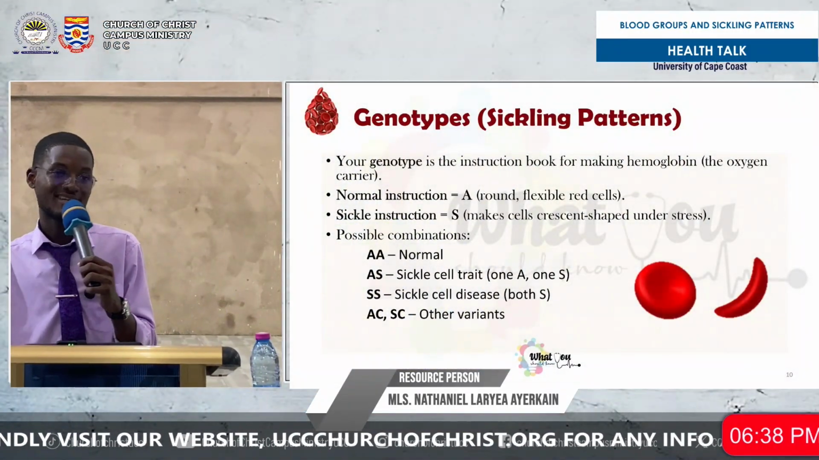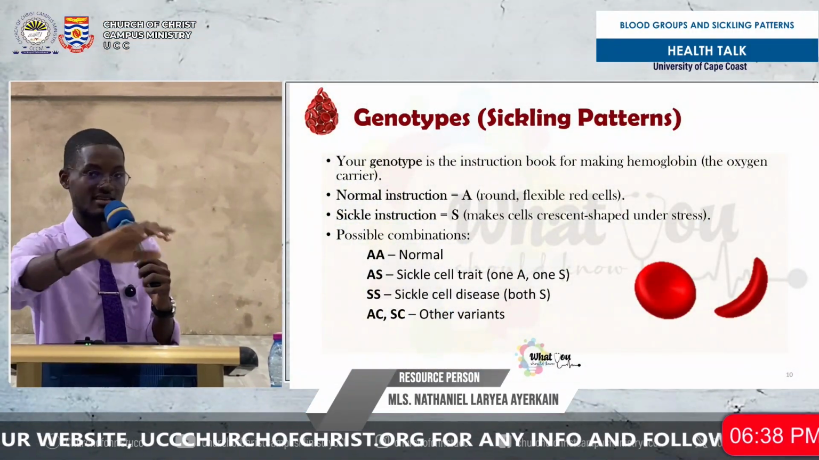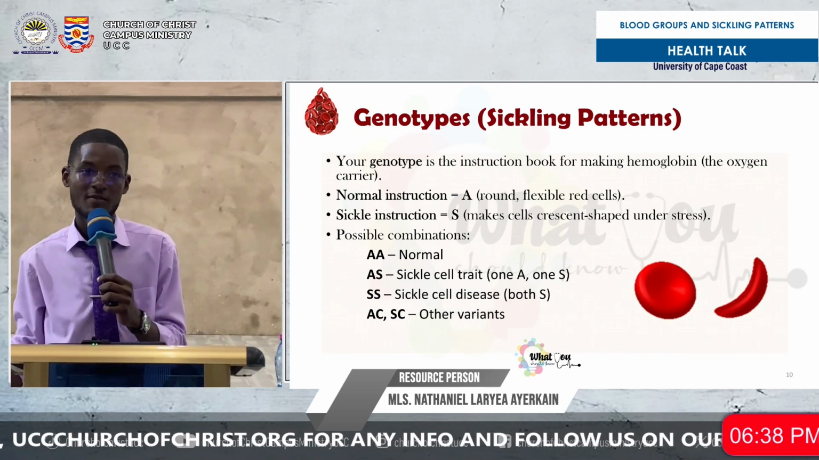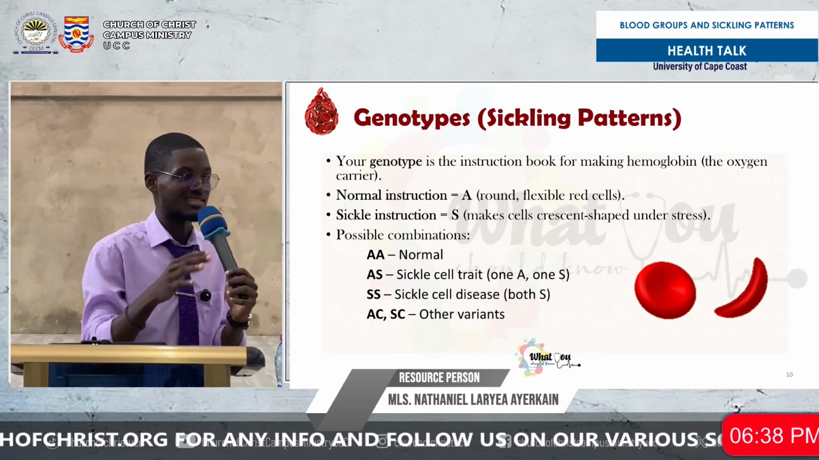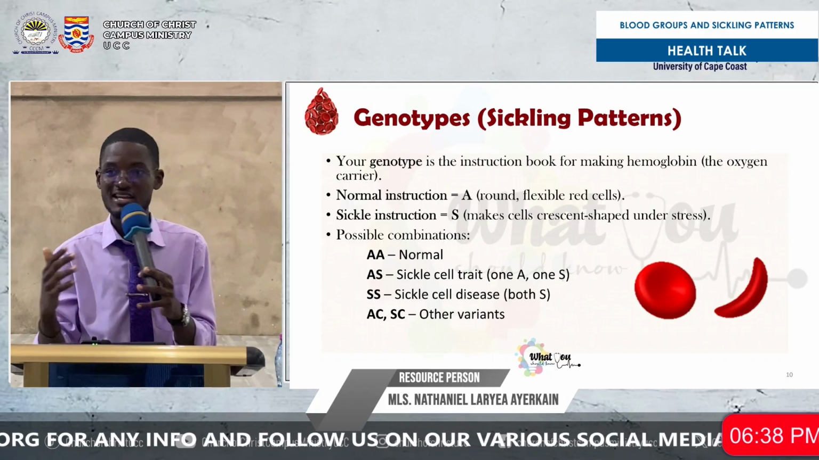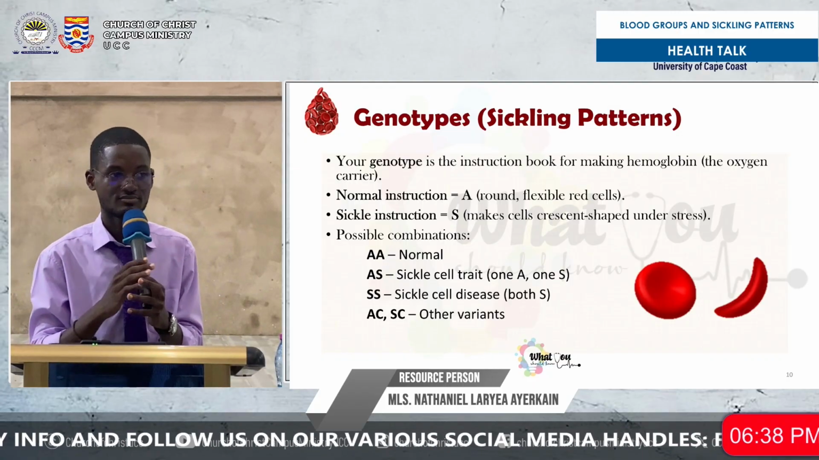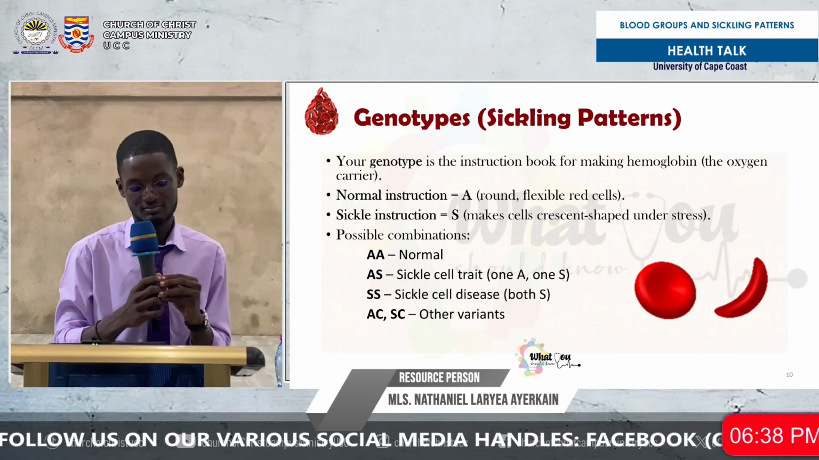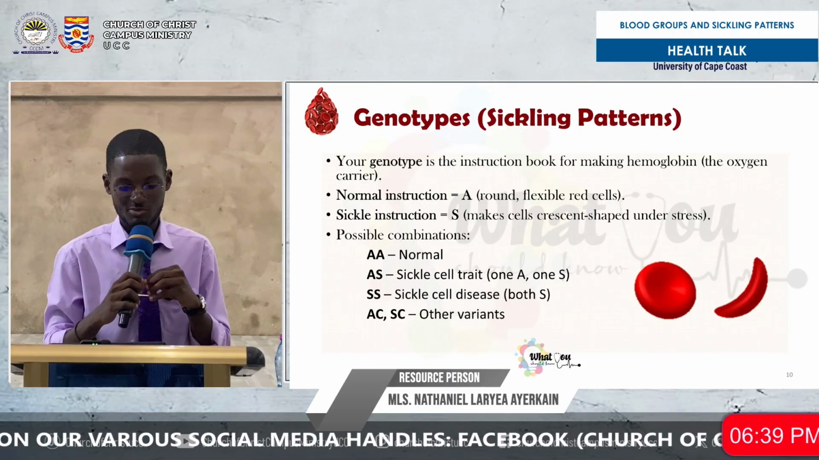So sickling genotype, right? Now, this instruction, there's the normal and there's the abnormal, and there's the mix. If the gene is able to tell your red blood cells that the hemoglobin you are producing, let it be A, then it is A. A is normal. If due to certain mutations, it's unable to do that, then you end up having S. When I said S, some of you are sad.